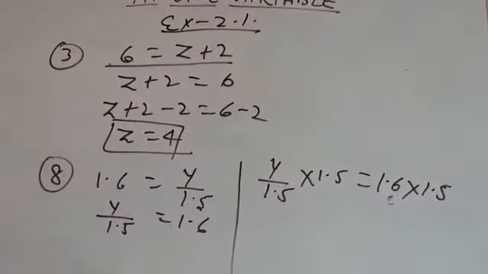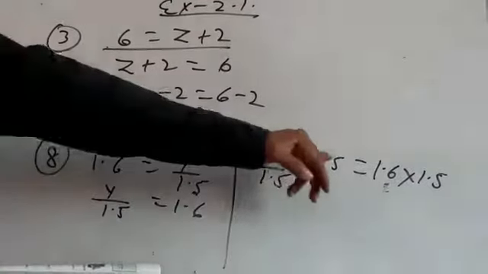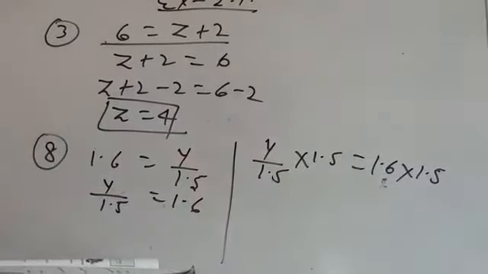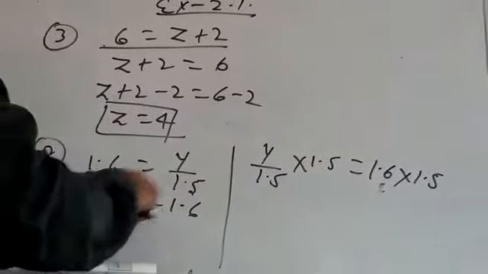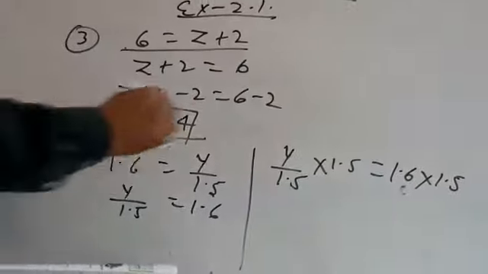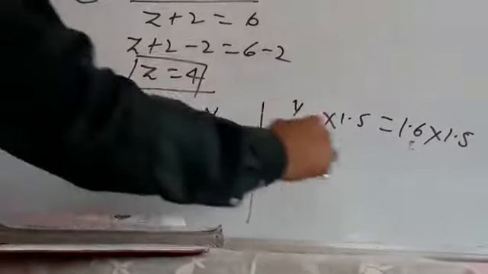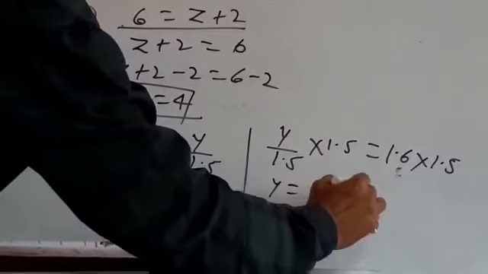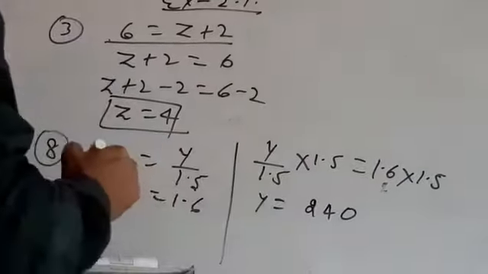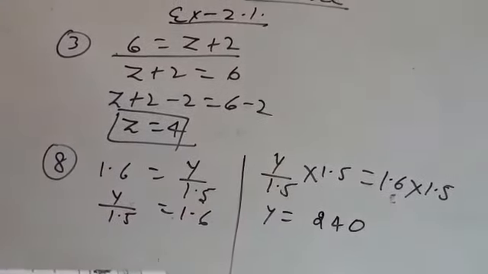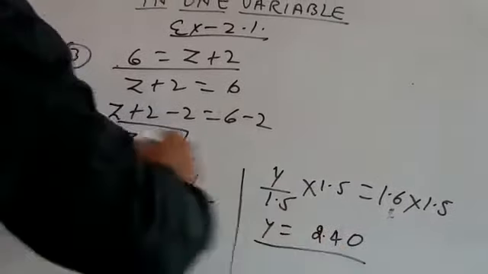What we are doing is trying to remove this. And how will it be removed? When it is multiplied by the same thing, this would be cancelled. And if it is multiplied by 1.5 in the left hand side, we'll have to multiply in the right hand side also. So this gives y is equals to what? Just multiply this. This would be, I think, 2.4. 2.4 is the answer.